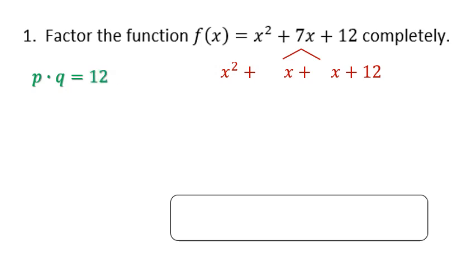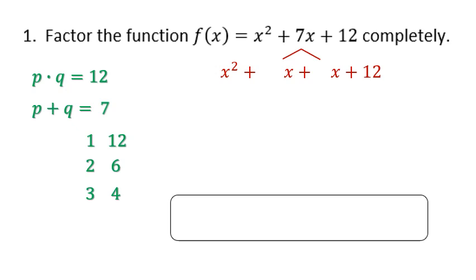And already I can make a list of things that multiply to be 12. 1 and 12, 2 and 6, 3 and 4. And that's it. That's all the stuff that multiplies to be 12. But which one's it going to be? Well, that's where I need the second clue, which is what p plus q equals. And p plus q always equals that middle number. In this case, that's that 7.